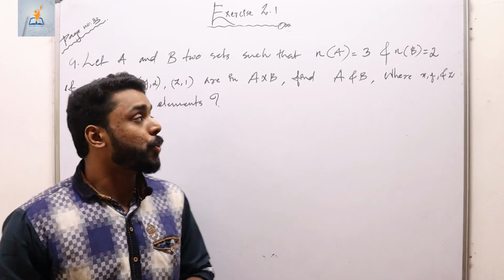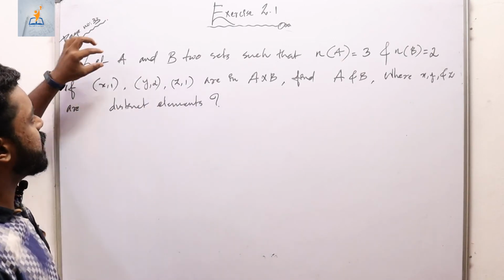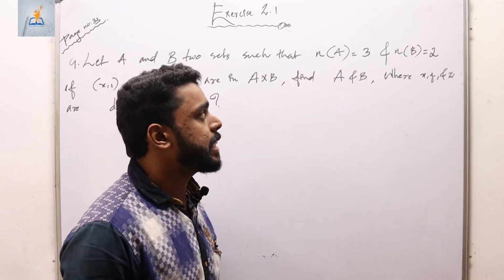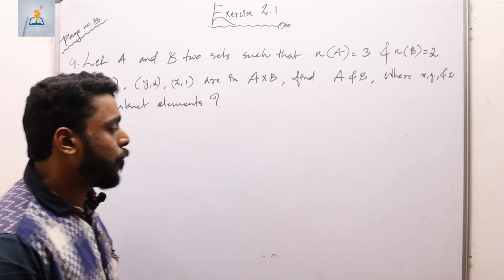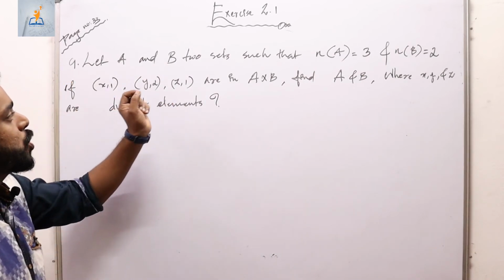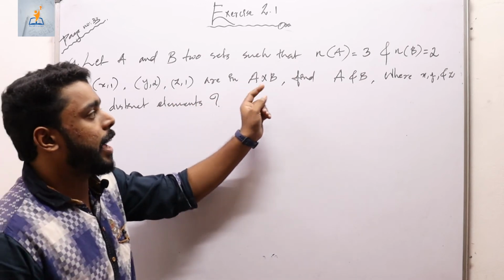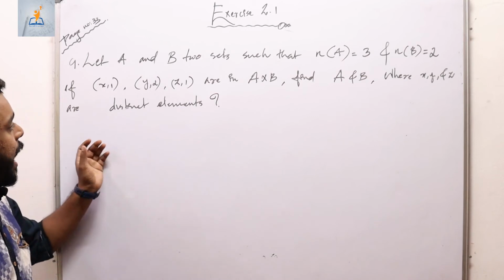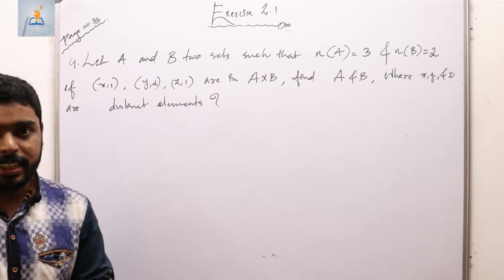Coming on to the 9th question, the question is: let A and B be two sets such that the number of elements in A is equal to 3 and the number of elements in B is equal to 2. Now if the ordered pairs (x,1), (y,2) and (z,1) are in A cross B, find A and B, where x, y and z are distinct elements.